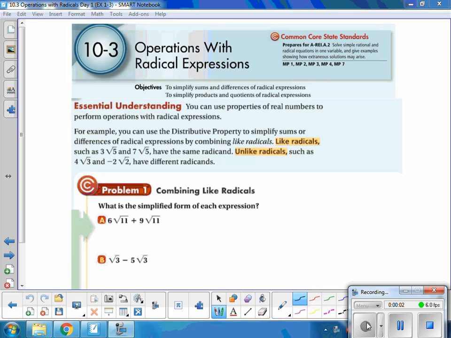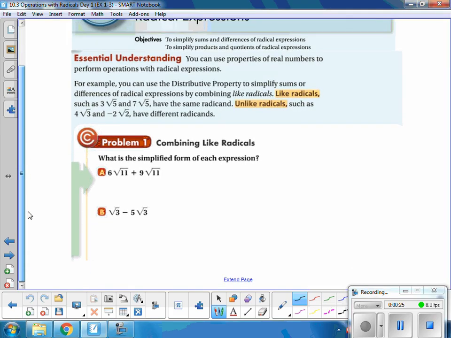Hey, today's lesson is going to be a little bit radical. Radical. Today we're going to do operations with radical expressions. Our objective today is to simplify sums and differences of radical expressions. The next lesson will be on products and quotients, but let's deal with the sums and differences.